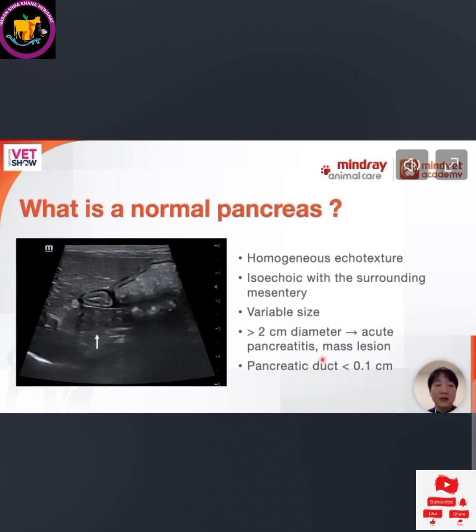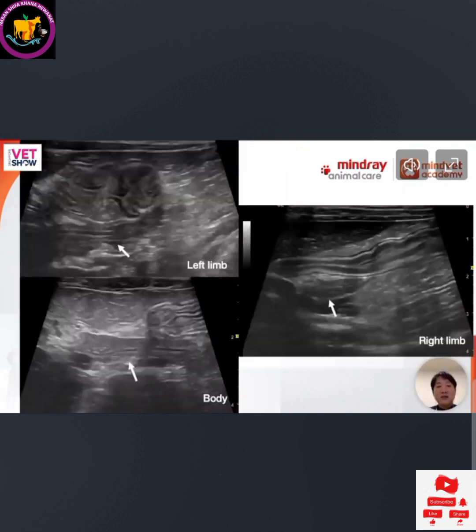In the picture here, this is the pancreas. It is located along the greater curvature of the stomach. This is the duodenum. This picture shows the normal pancreas. In this picture is the left limb. It is located by the stomach, and the spine should be around here.